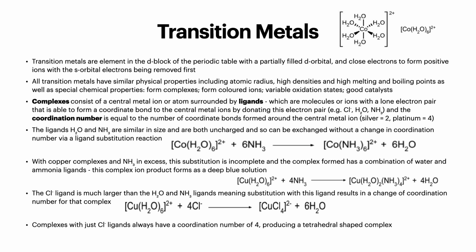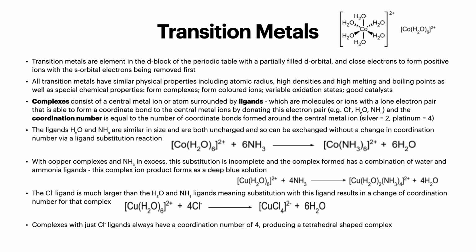So again, you've got another example here. With copper complexes and NH3 in excess, this substitution is incomplete and the complex formed has a combination of water and ammonia ligands. This complex ion product forms as a deep blue solution.